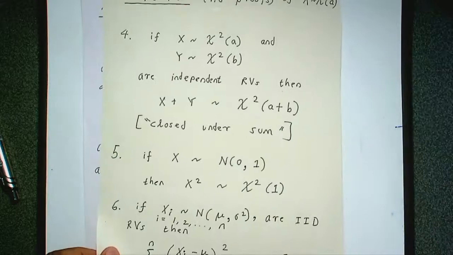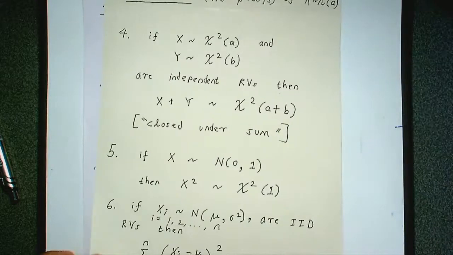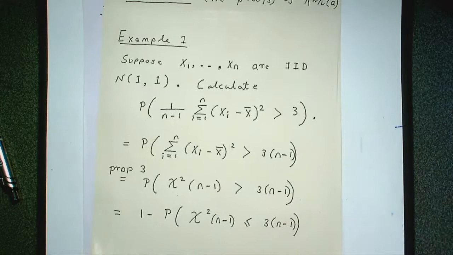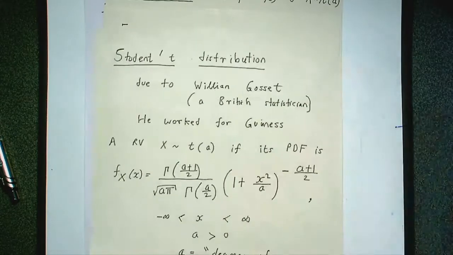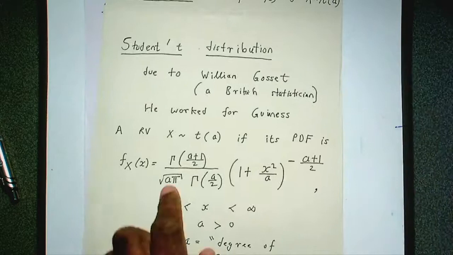And these are some more properties of the chi-square distribution, and I did an example. This is the example I did on Tuesday. Then I went to the student's t distribution, which is defined by this PDF.